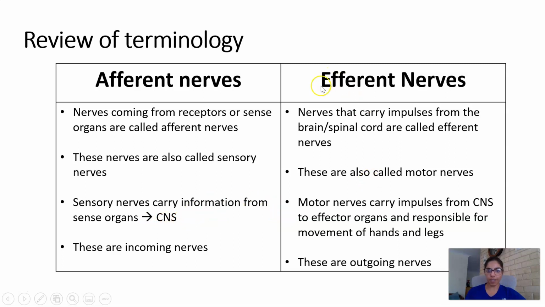Conversely to that, we have efferent nerves. Efferent nerves carry information away from the central nervous system. So another way of saying that is that they are outgoing nerves, and we would associate them with motor nerves because they deliver nerve impulses to muscles and glands.